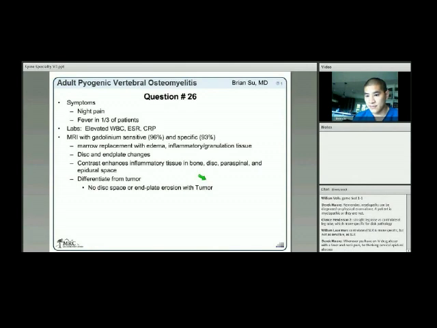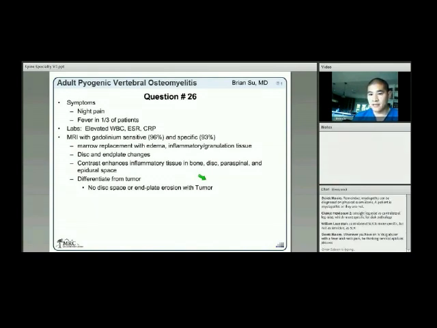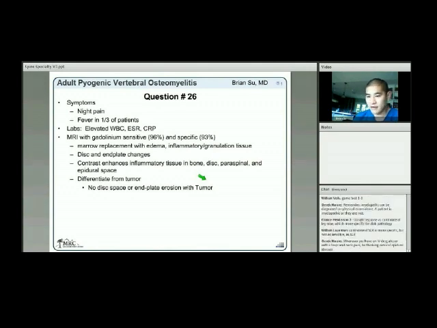Look for elevated labs. The best test for vertebral osteomyelitis, this is the board answer, is MRI with gadolinium. It's sensitive and specific. What you are looking for is destruction of the bone, replacement of the bone marrow with edema, and changes in the disc space and end plate with contrast enhancement of the surrounding tissues, disc, paraspinal, epidural space. Vertebral osteomyelitis looks angry.